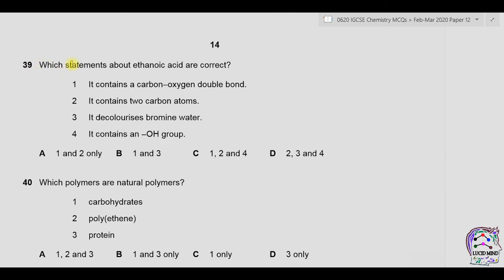Question 39. Which statements about ethanoic acid are correct? The formula of ethanoic acid is CH3C double bond O OH. One, it contains a carbon-oxygen double bond. Now we can see the carbon-oxygen double bond is present, so therefore it is correct. 2. It contains 2 carbon atoms. Yes, there are 2 carbon atoms in one molecule of ethanoic acid.